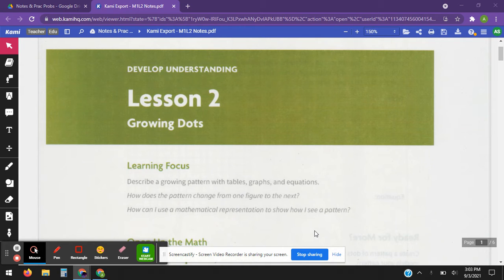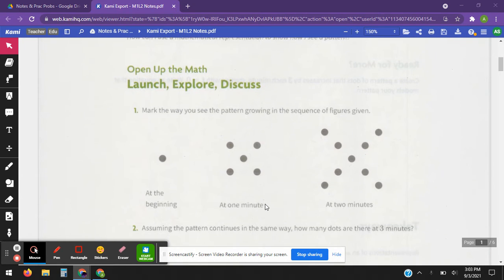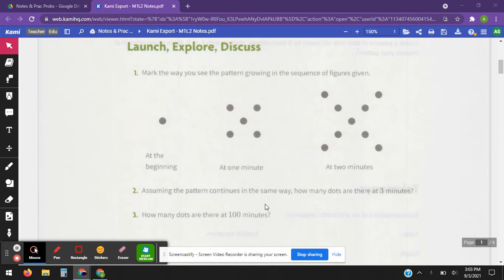Today our learning focus is describing a growing pattern with tables, graphs, and equations. So how does the pattern change from one figure to the next? How can I use a mathematical representation to show how I see a pattern? So let's take a look at our first one. Mark the way you see the pattern growing in the sequence of the figures given.